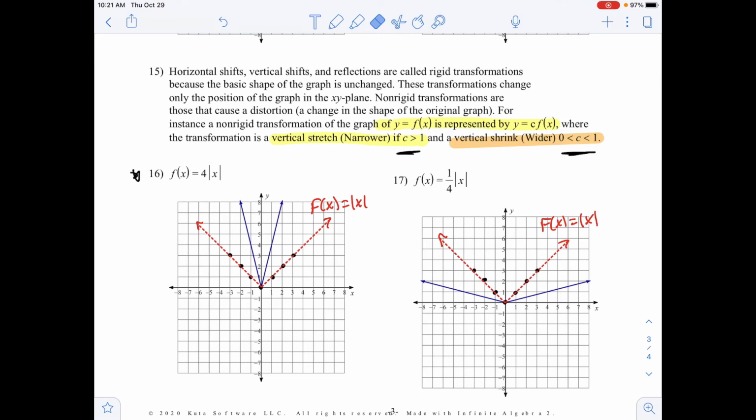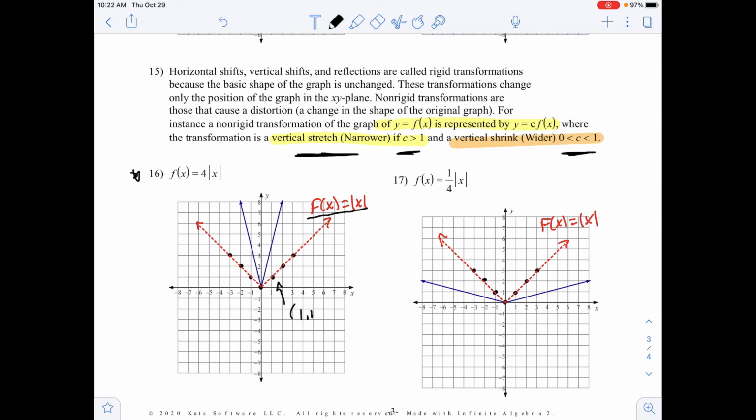So let's go ahead and take a look at this first one. We have f of x equals 4 times the absolute value of x. Well, the absolute value of x is our parent function. So what we're doing is the 4 is greater than 1, which means that it's going to be a vertical stretch. It's going to be narrower compared to the parent function. So what you would really do is plug in the values that you have here and then figure out what the y value is.